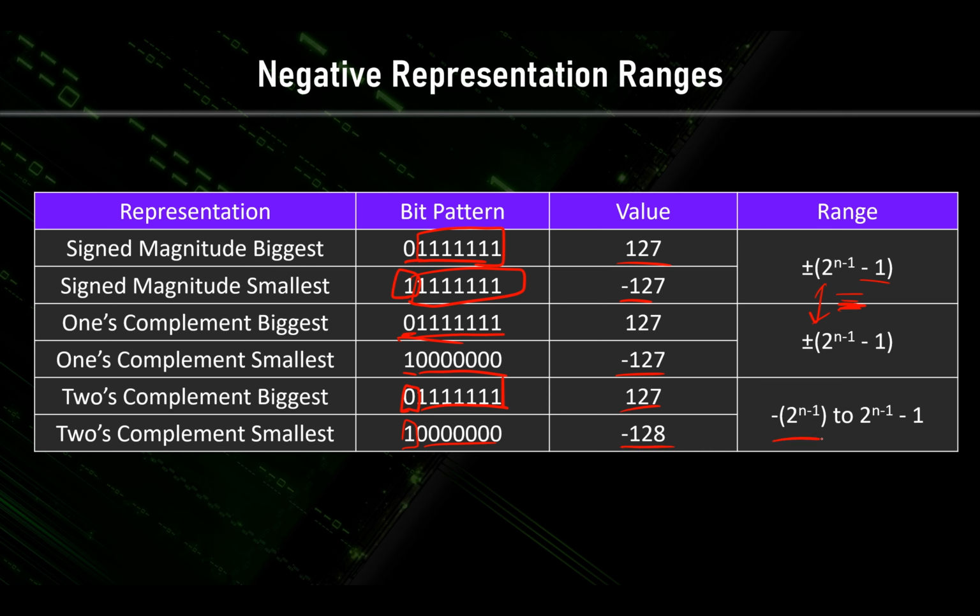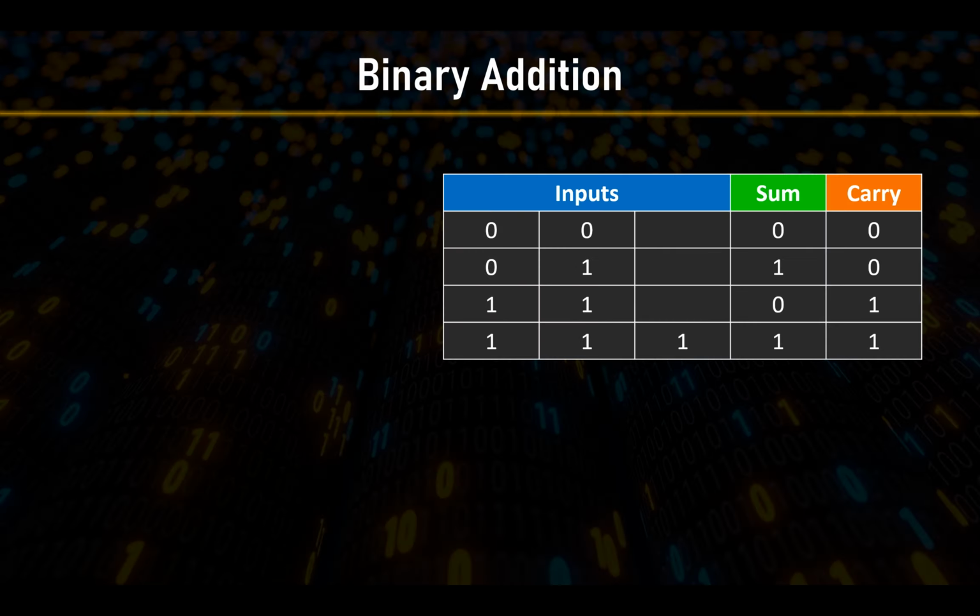Right, then here it's going to be slightly different. The smallest number is minus 2 to the power of n minus 1, and then the biggest is 2 to the power of n minus 1, and then just minus 1 here. Since this goes to minus 128, but this only goes to 127. Hence the minus 1 for the biggest.